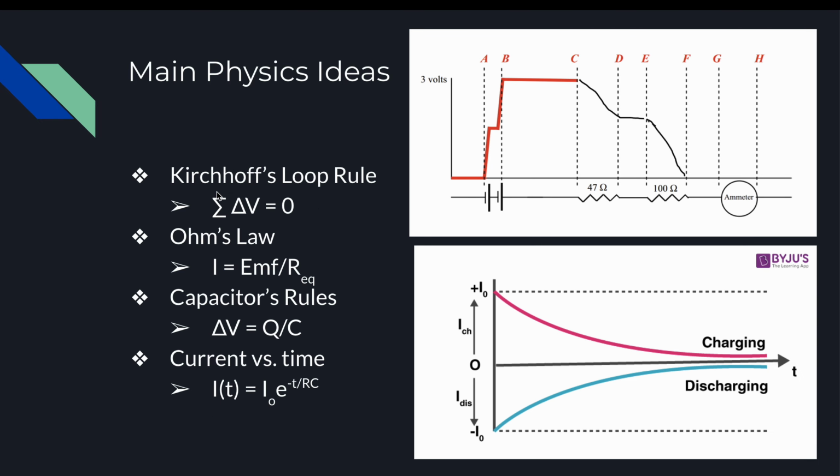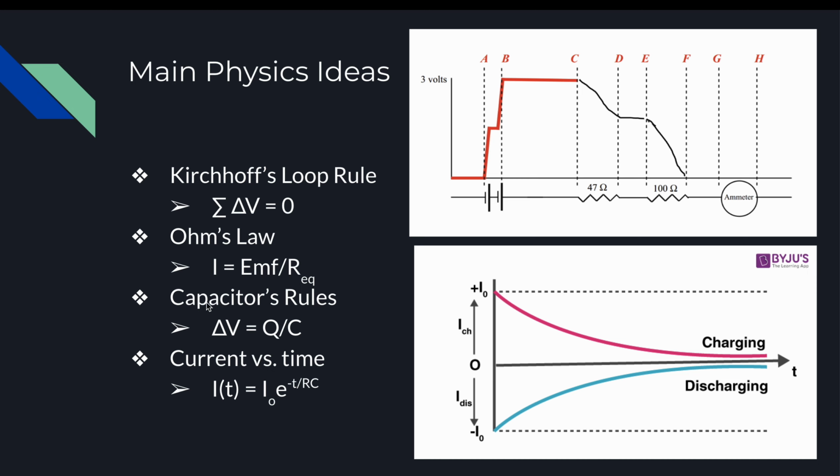The main physics principles. In Kirchhoff's loop rule, the sum of the changes in voltage will be zero. So the EMF is like the battery, and it causes a positive 3 volt difference. And then as we pass through resistors, there's going to be a voltage drop, and it should equal zero. Ohm's law is current equals the voltage over the equivalent resistance.